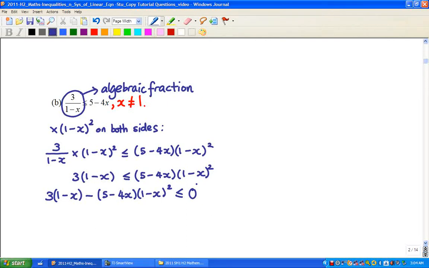Now recall that to solve inequalities involving polynomials, we want to find the roots of the polynomial on the left hand side of the inequality, if the right hand side is already 0. So in this case, we should try to factorize the expression further rather than expand it.